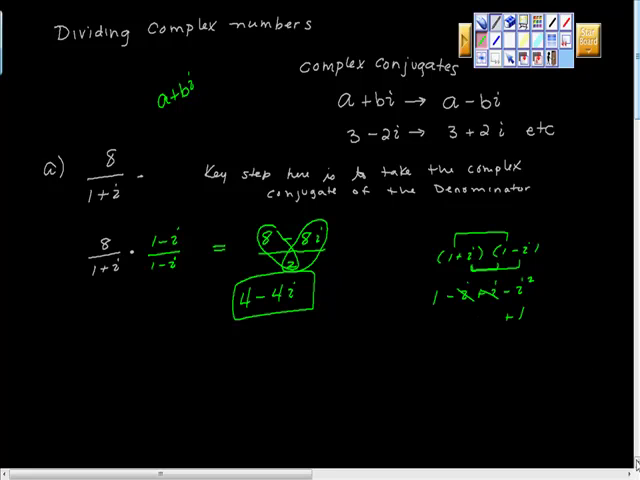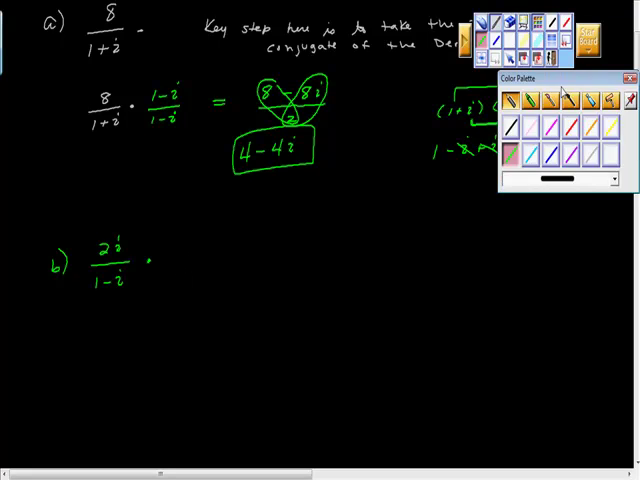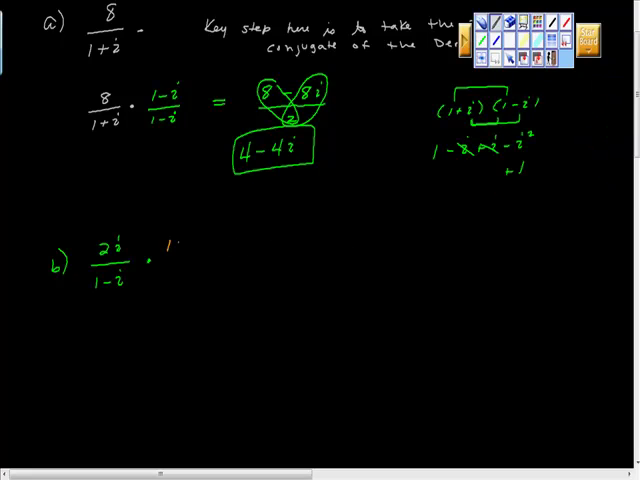Let's try another one and see if we can make that work. This one's a little better. So here's question B. That's 2i over 1 minus i. So what's the most important thing to do here? Mr. Giles? Complex conjugate of the denominator, which happens to be what? 1 plus i. So 1 plus i times the numerator and the denominator, right?